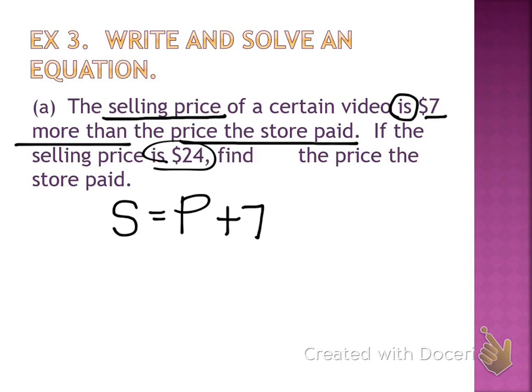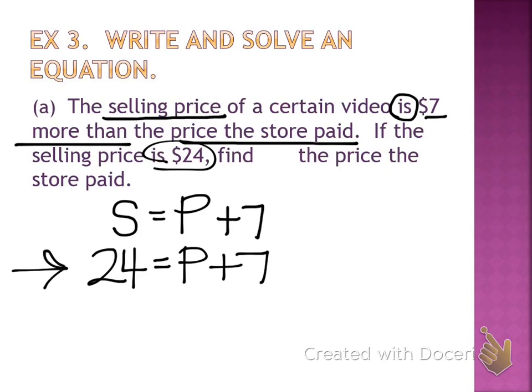So $24 can replace which of those variables in my problem? S, because the selling price is 24. Now does this look like a problem that we've been learning how to solve today? Yes. So we want to solve and find the price the store paid. So Haley, what do I need to do to get P by itself? Subtract 7.